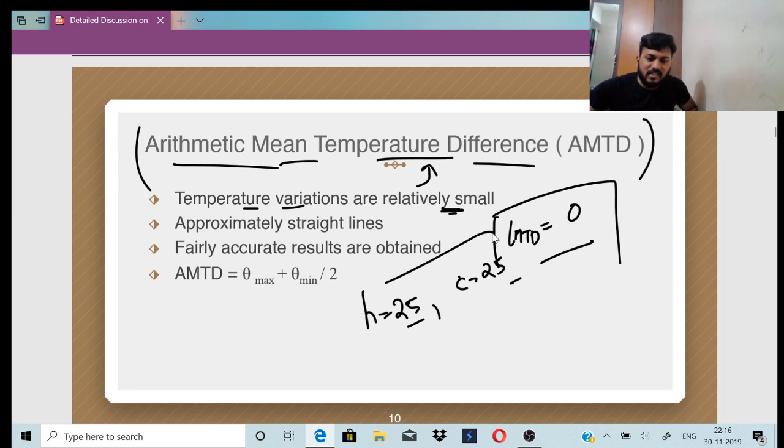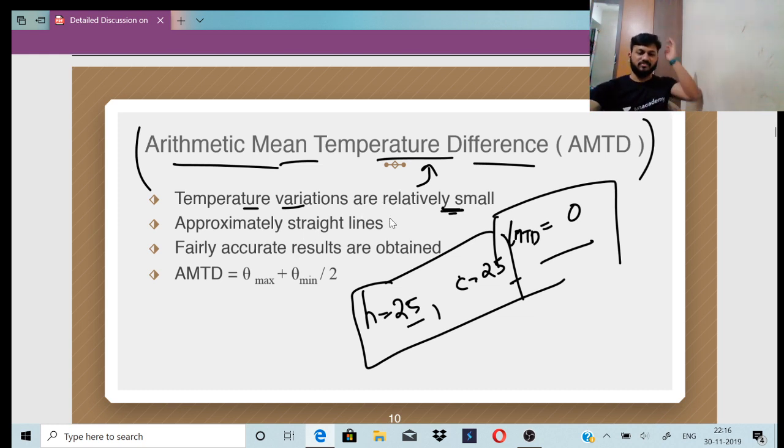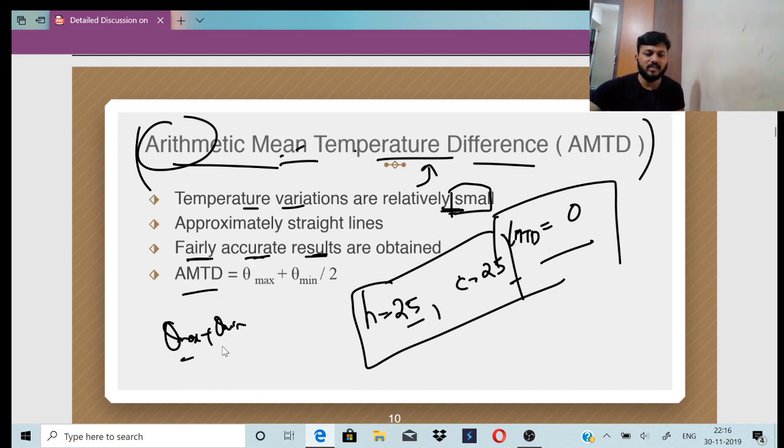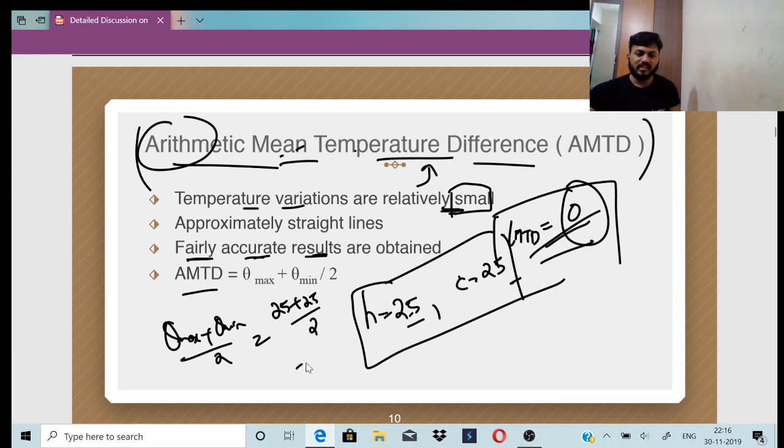Okay, so in such cases, when the hot fluid temperature difference or the cold fluid temperature variations are relatively small, we use the arithmetic mean temperature difference to get fairly accurate results. So what is the AMTD formula? It is theta max plus theta minimum divided by 2. If 25 and 25 are there, if you substitute this in the equation of LMTD, you will get the answer as 0. But the same 25 plus 25 by 2, you will get the answer as 25.